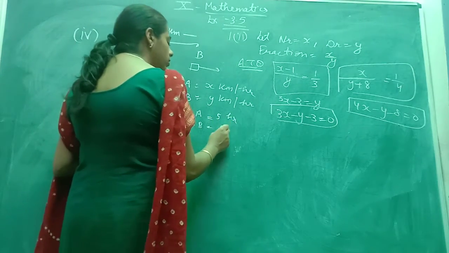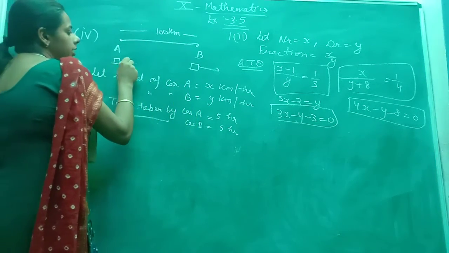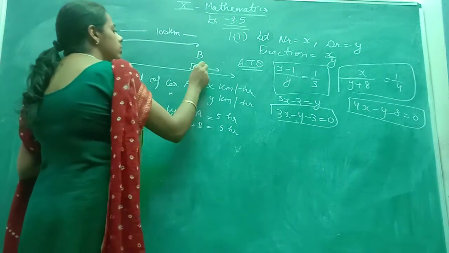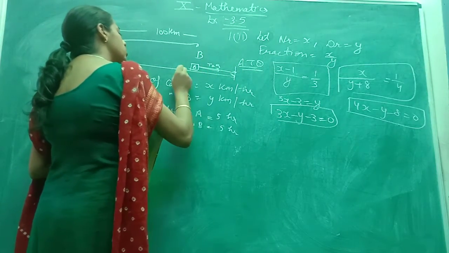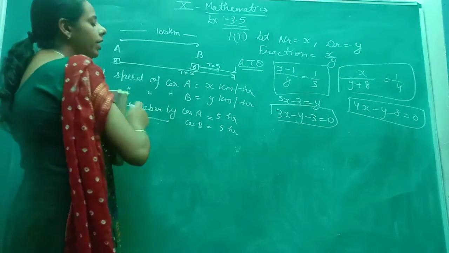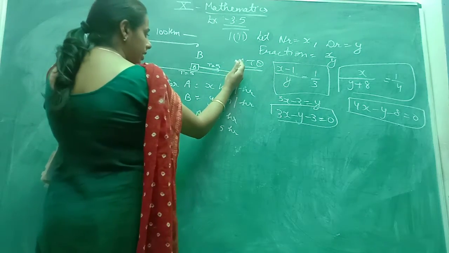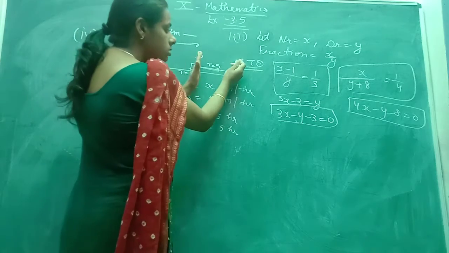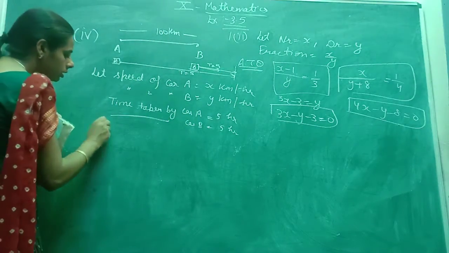If they are meeting after 5 hours, suppose car A is going with its speed and reaches here, and car B is also moving with its own speed, reaching this point. Both take 5 hours. So the speeds are different, but how will you relate the total distance covered by A and the total distance covered by B? When I deduct B's distance from A's distance, you will have 100.